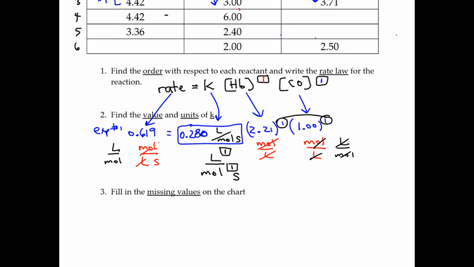Lastly, you want to fill in the missing values. There are 2 ways to do it. One way is to just use the rate law that you just found, and one way is to do it mathematically. I'll show you the mathematical way first. So again, we know that rate equals K times the concentration of HB raised to the first times the concentration of carbon monoxide raised to the first. In the missing value of line 4, we're missing the rate. So that means we're going to plug in this for HB and this for CO.